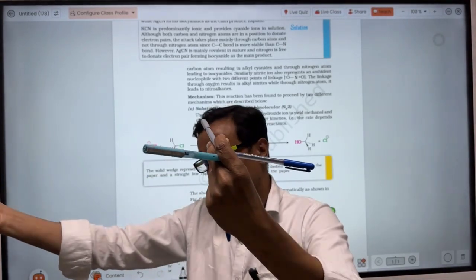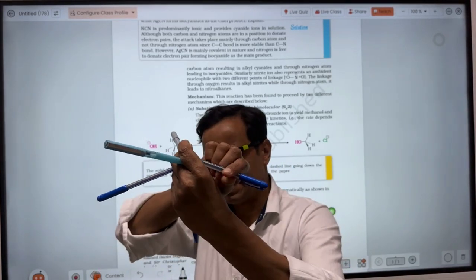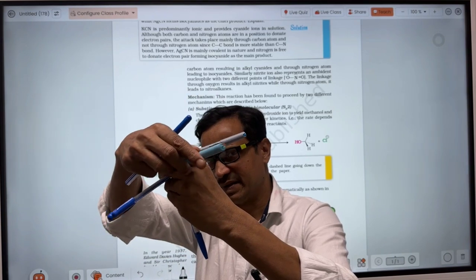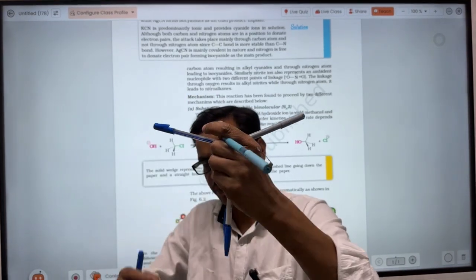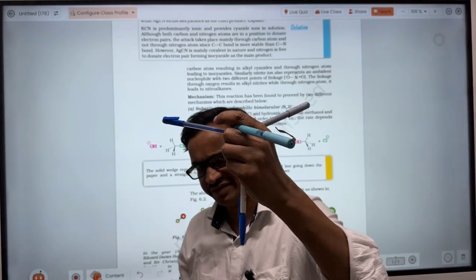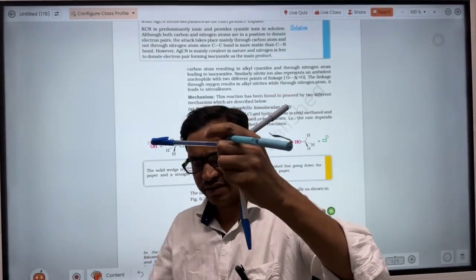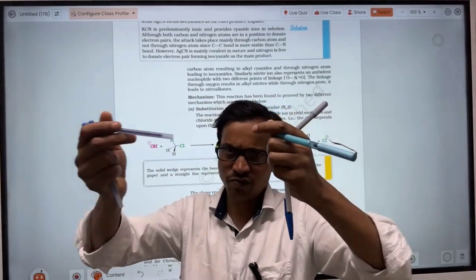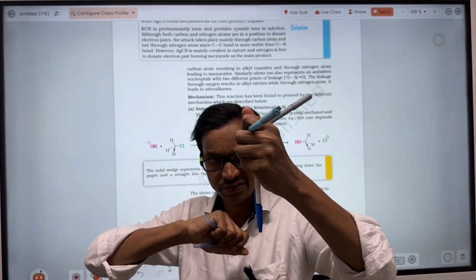As a result, what happens? When the nucleophile approaches from this side, there will be cleavage of the carbon-halogen bond and there will be rearrangement of the atoms or groups bonded to the alpha carbon atom. So here, in this reaction, there is involvement of the nucleophile as well as the haloalkane.